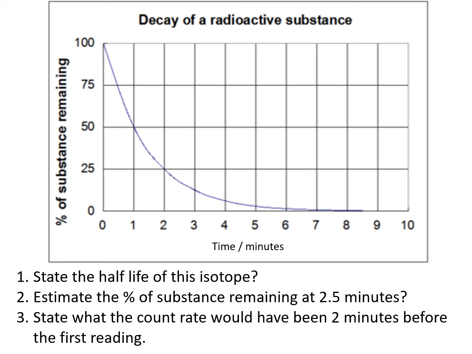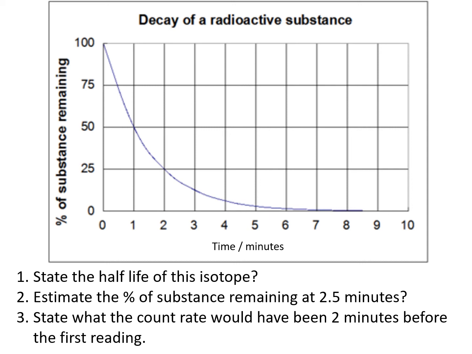Okay, 3. State what the count rate would have been 2 minutes before the first reading. Okay, well, that's a slight miss on the question there. What I should have said was what would be the percentage of substance. But as I said, it doesn't really matter too much. So state what the percentage of substance would have been 2 minutes before.